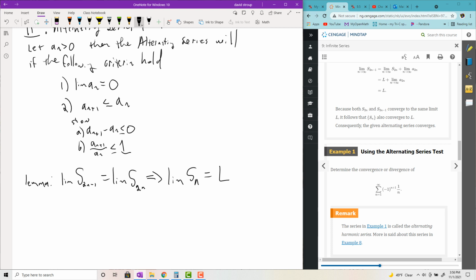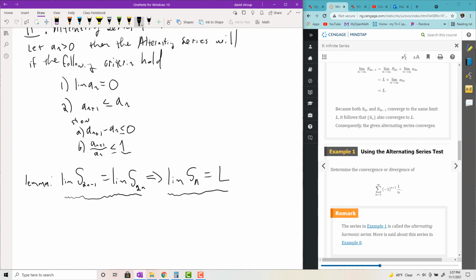Before, I think in chapter 9.1, I established the idea that if the limit of the odd terms and the limit of the even terms are not equal, then the limit does not exist. And that's basically the contrapositive of this statement. So if you negated this portion and said suppose the limit of s sub n does not exist, you could conclude that the limit of the even and the limit of the odds are not going to be the same. Okay.